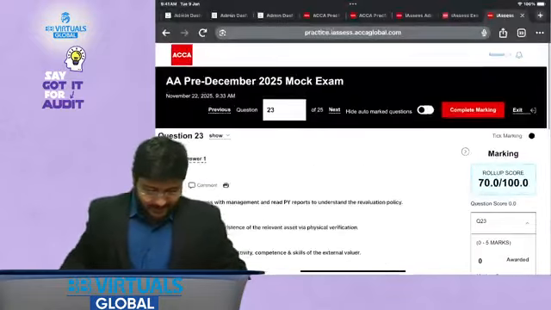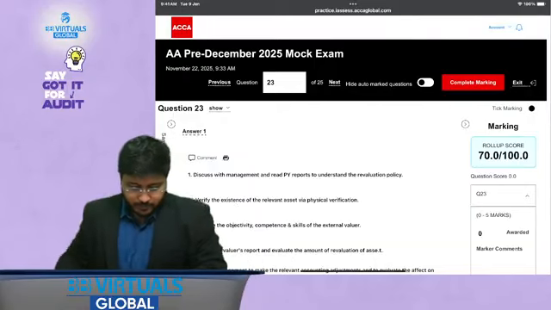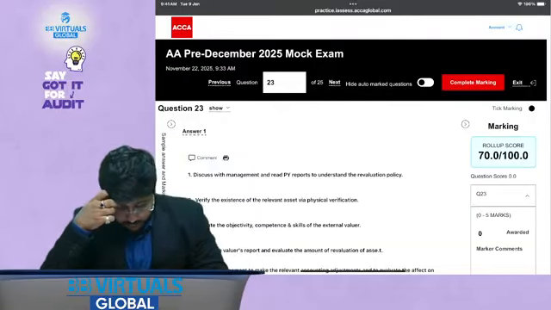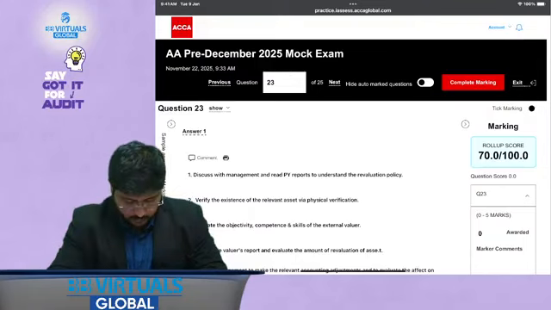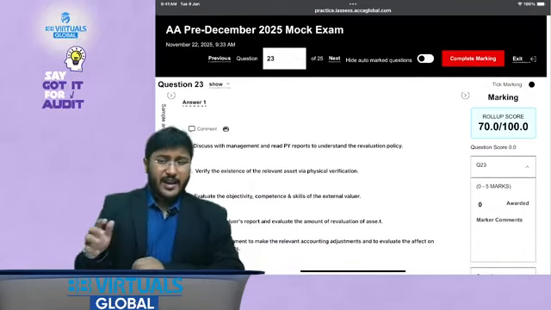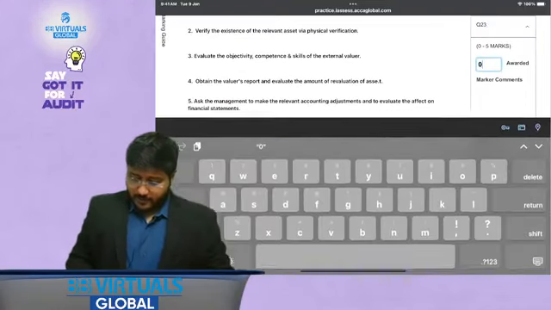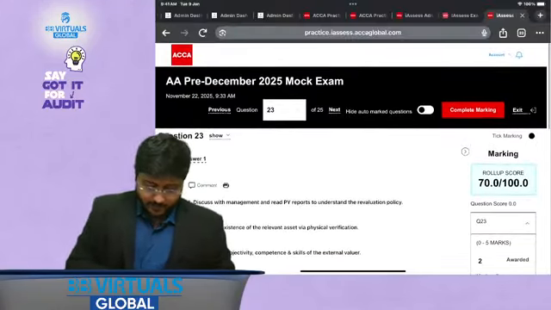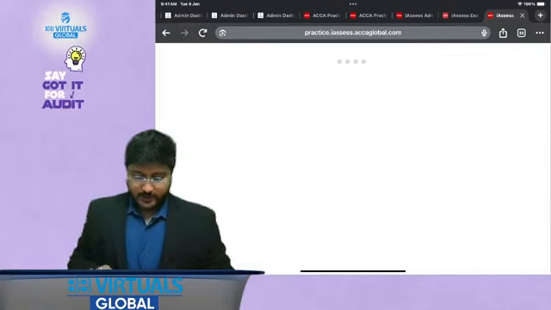Now, discuss with management and read previous year reports to understand the revaluation policy. Verify the existence of the relevant assets, evaluate the objectivity and competence, valuer's report. See, this one is correct, but the language is very different, so that is why I am marking myself 2 marks. The language is entirely different here. I have mentioned my own language, that is why only 2 marks.